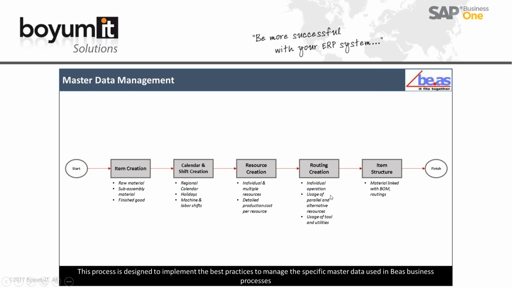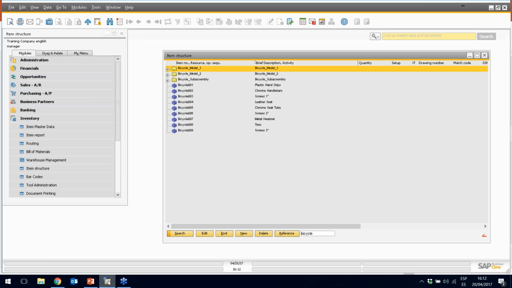Okay, and after we create all of this information, we will have the whole item structure that will involve which items are going to be consumed, that are going to be a raw material in order to produce our finished good, and all the tasks that we need to do in order to produce our finished good. Okay, so let's go to the system to check how this is all made.